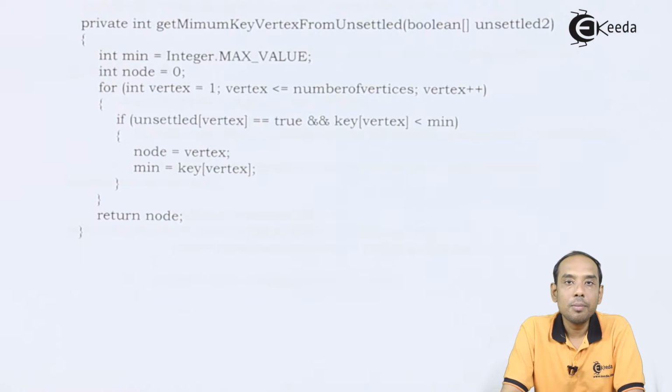We have done with the basic set of functions of the given program. Now we will calculate the minimum key vertex from the unsettled.